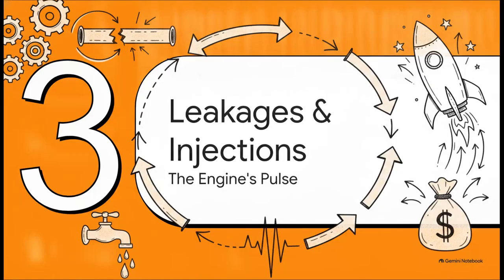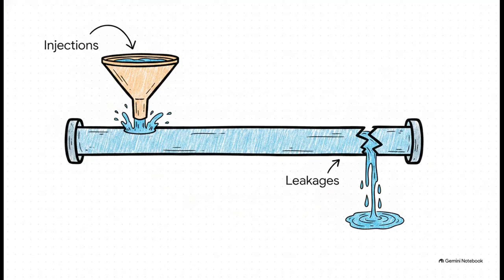Section 3. Leakages and injections. The engine's pulse. But, as I'm sure you guessed, real economies are not perfectly sealed loops at all. Let's pivot to the mechanisms that actually dictate whether our economic engine is expanding, shrinking, or just chilling in perfect equilibrium. Imagine our economy is like a massive plumbing system. We've got leakages, which are withdrawals that actively reduce the flow of money. And on the flip side, we have injections. These are introductions of income that increase the flow.